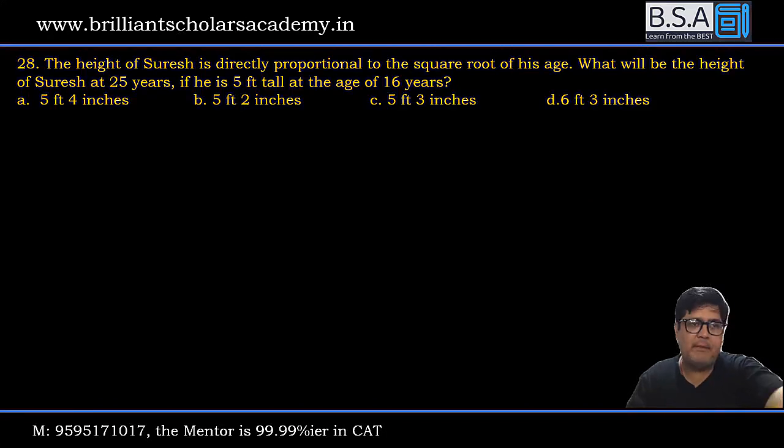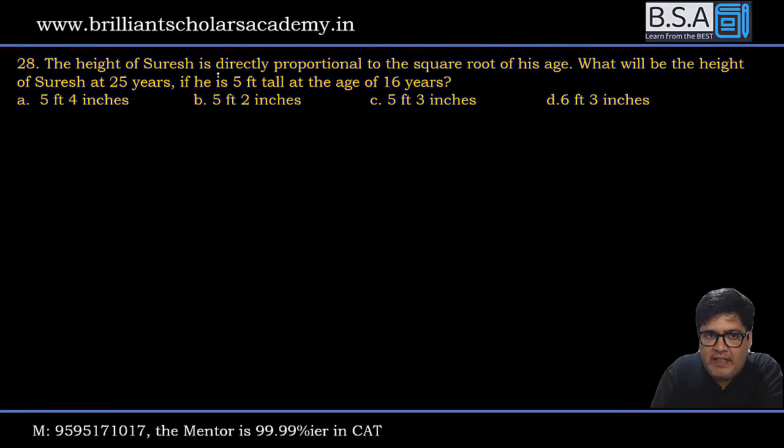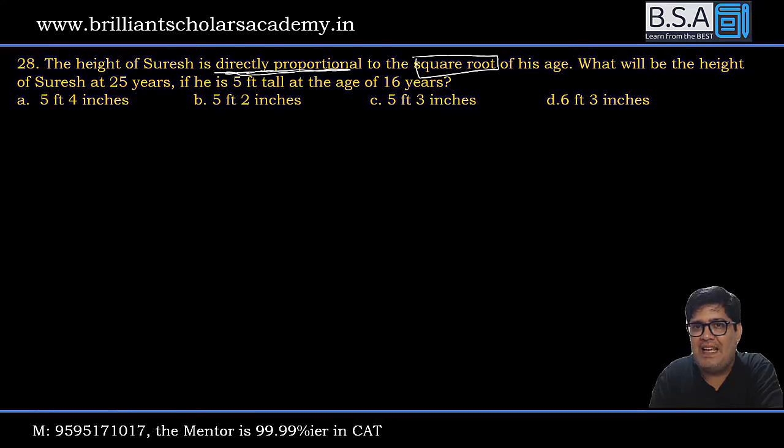Height of somebody, Suresh, is directly proportional. Language like this tells you what is proportional to what. Directly proportional to what? Square root of his age.